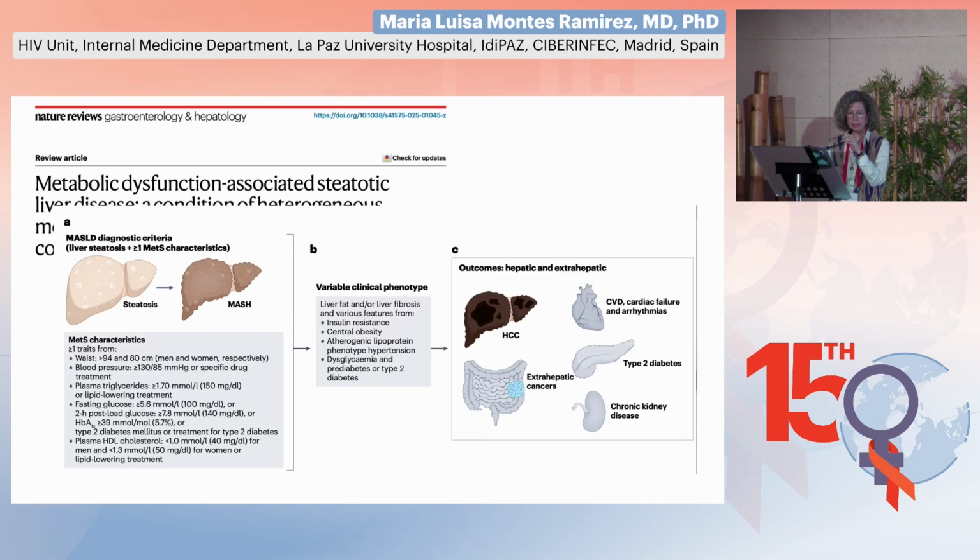Metabolic dysfunction is another very important topic. As you can see in this slide, we need to take into account the features of metabolic syndrome, as they vary in the degree of dysfunction, and it links with the outcome, hepatic and extrahepatic clinical results. And it helps us to identify variable clinical phenotypes.